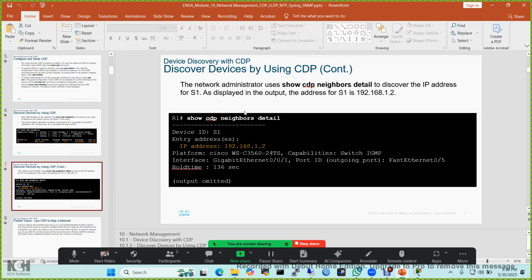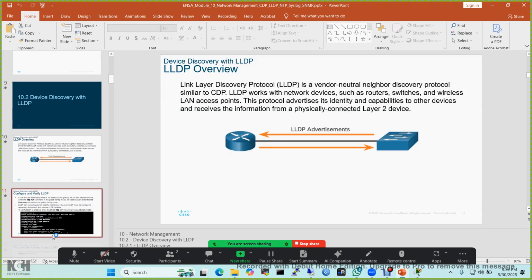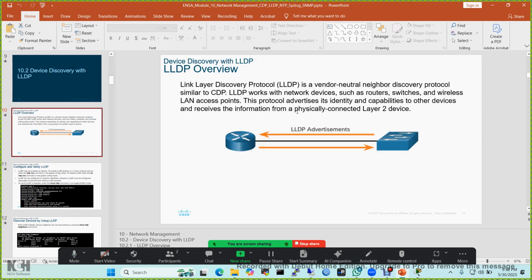There is another command, neighbor details. It will help you get the IP address of the neighbors, switch models, like this. We can use the neighbor command like this. Okay, I think these topics are done. Here is the LLDP theoretical concept. It is also linked here. LLDP is a vendor neutral neighbor discovery protocol, similar to CDP.